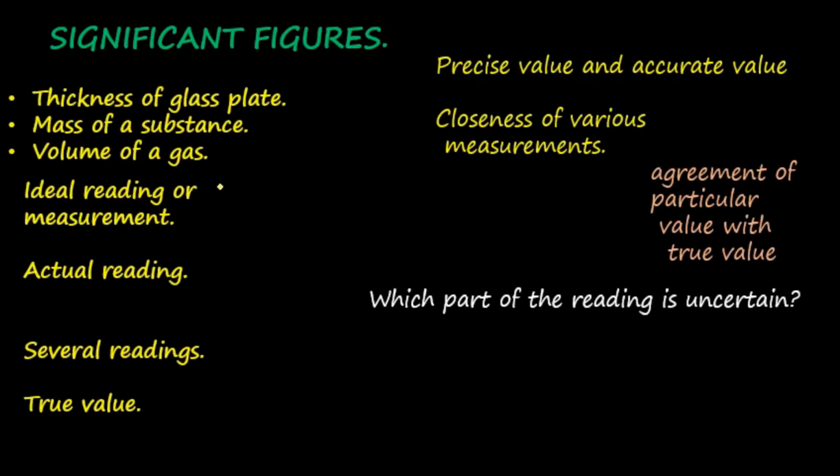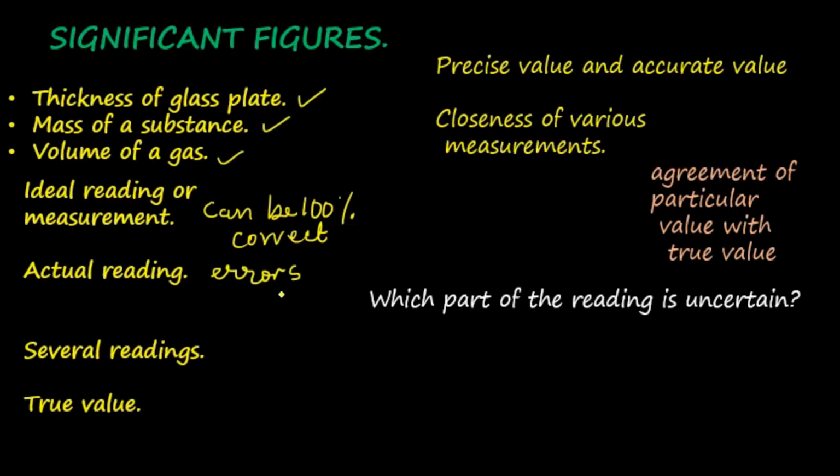In the practical class, we take measurements of different quantities. Say for example, thickness of a glass plate, mass of a substance, volume of a gas, etc. These measurements can be 100% correct only if the readings are taken in ideal conditions. So only ideal readings or measurements can be 100% correct. But the actual reading may definitely show some deviation or variation from the correct value. That is, errors may crop in. Errors mean deviation from the actual reading.